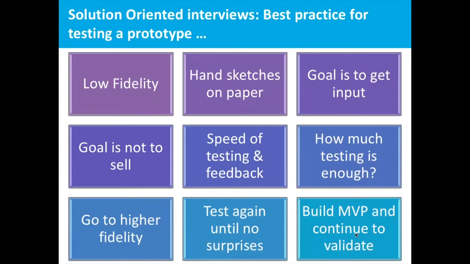And then slowly you start going higher fidelity. For example, if I show the hand sketches first, the next time I can show wireframes, right? And if they like wireframes, we can then build a quick alpha prototype and have them play with it and keep testing until there are no surprises, and then have an MVP and continue to validate, right? So that's the kind of process and best practices for testing a prototype.